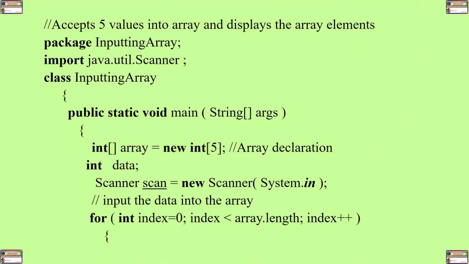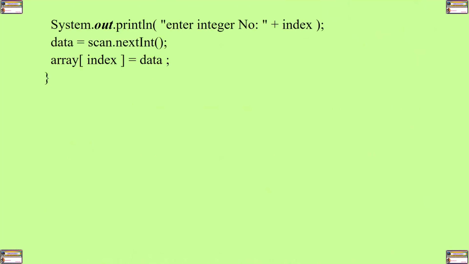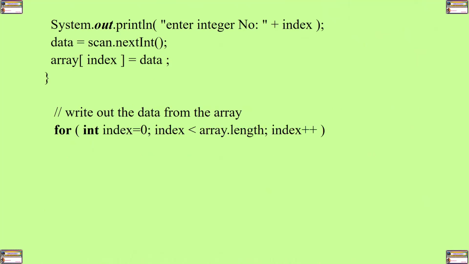So when the index reaches 6, it will check, is 6 less than 5, that's the length of the array? No. So it will exit the loop, and we shall already have all our elements assigned in the array. From there, you can write out the data from the array as follows. The same applies. You use a for loop to write each of the elements out, one at a time.